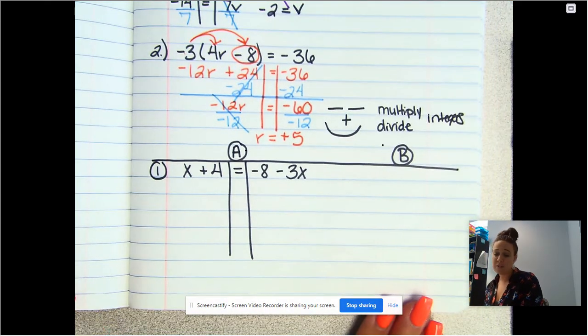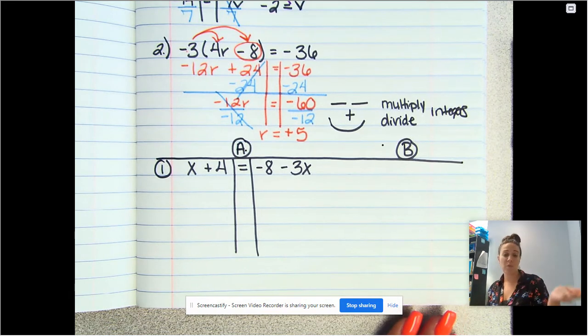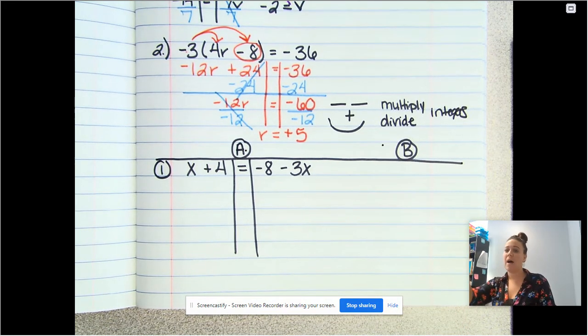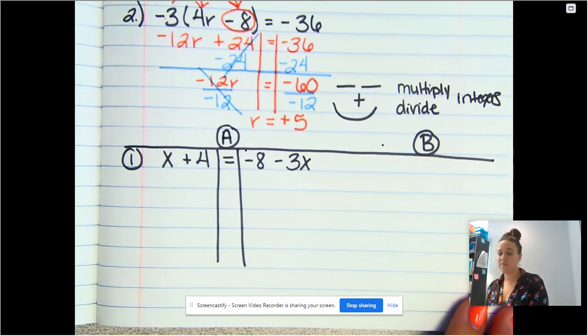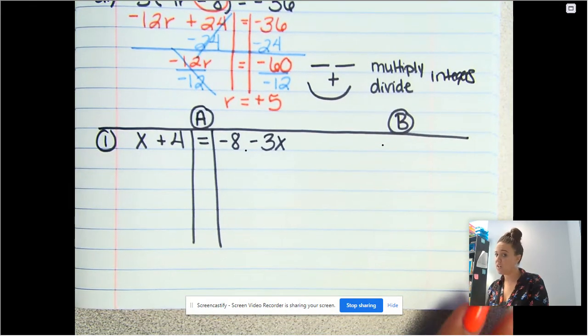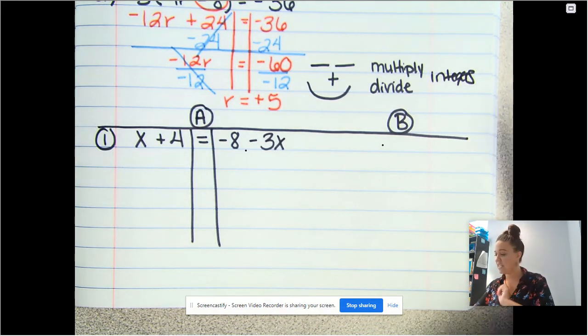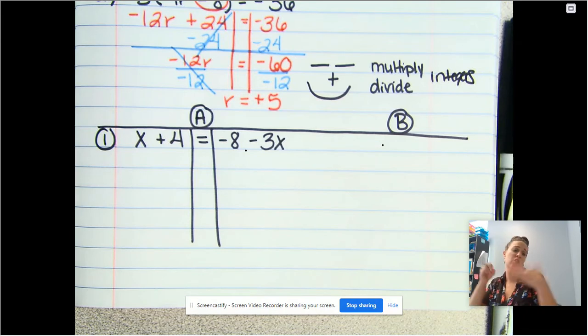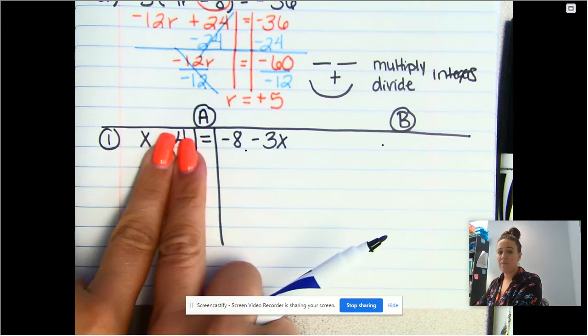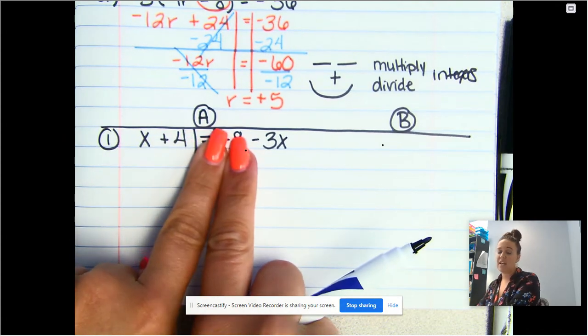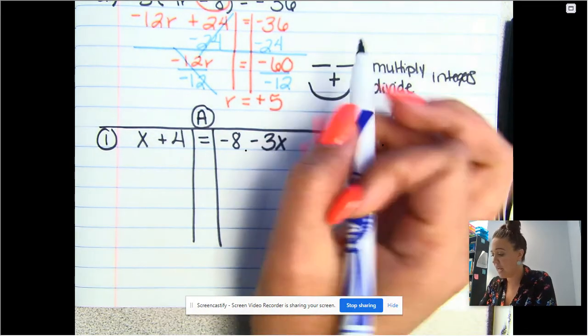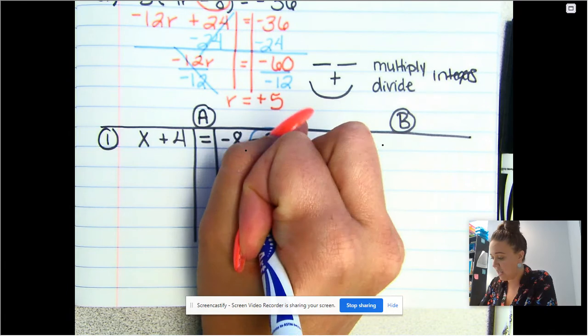Now, once we get to variables on both sides, there's actually more than one way to solve these problems. I'm going to show you 2 ways for number 1 first, but please note that there are at least 4 ways that you can solve this problem. Okay, so one way that we used today was a student, I had asked them, hey, which term do you want to move? And terms in this case are x, positive 4, negative 8, and negative 3x. So they decided that they wanted to move the negative 3x.